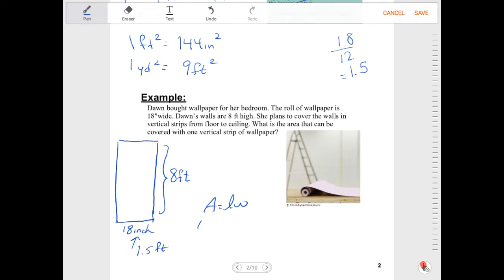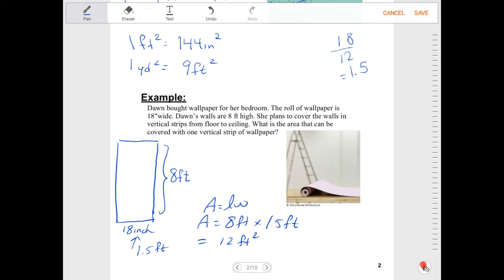And now you can go to town on this. So area equals 8 feet times 1.5 feet. And that's going to give you a grand total of 12 feet squared. Okay, nothing too big there. We could have gone into inches, which totally would have been fine, because this question does not specify.